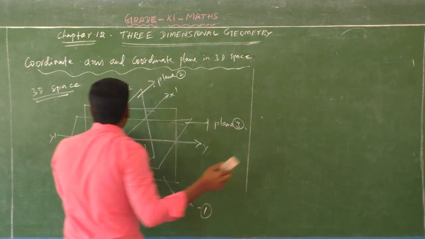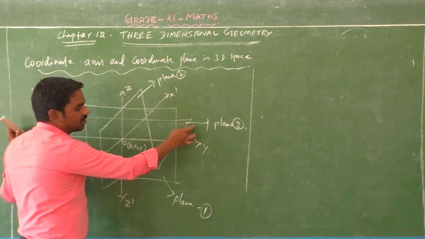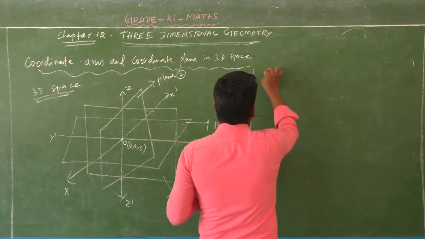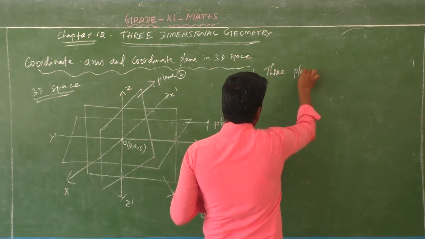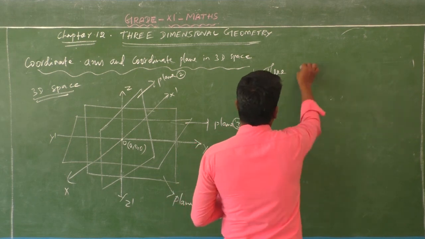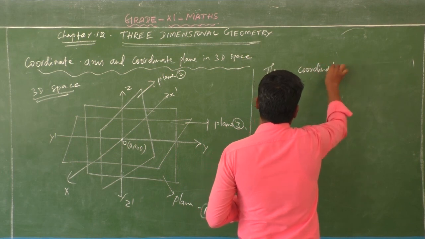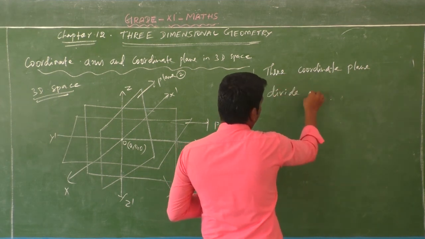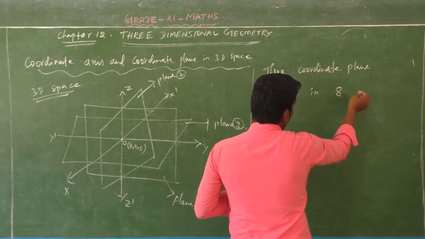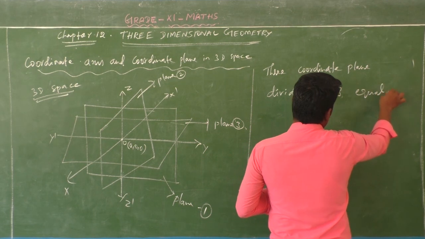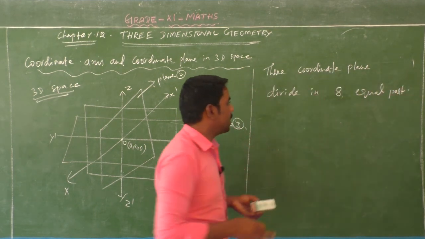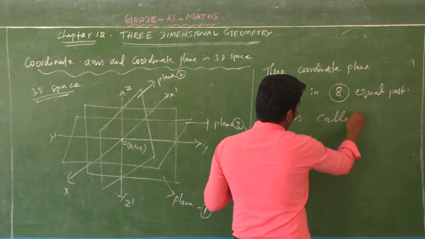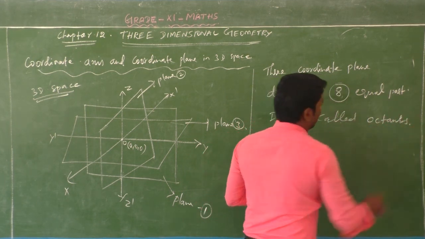Listen, three planes intersect. Plane 1, plane 2 and plane 3 intersect at the origin O. These three coordinate planes divide space into 8 equal parts. It is called octants.